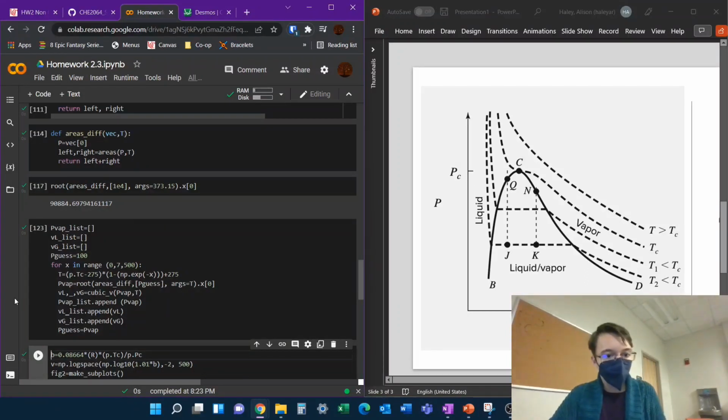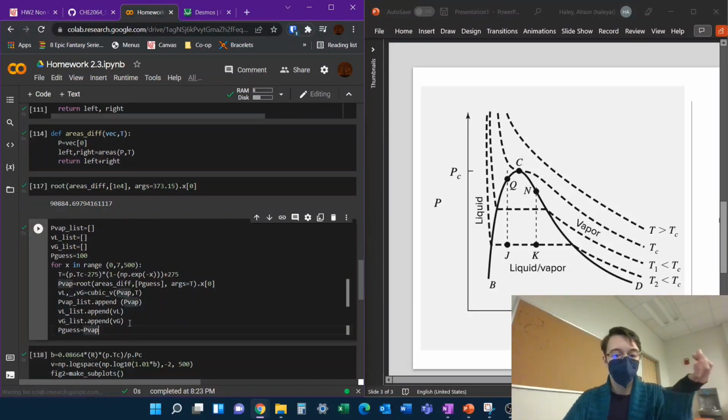Sorry about the typos. So next what we want to do is, right now we've got a list of the pressures from low to high. We've got a list of the volumes of the liquid from low to high, and we've got a list of the gaseous volumes from low to high. So right now, if we were to plot this, we'd have to plot the liquid side separate from the vapor side. So we kind of want to combine these lists a little bit to make them one solid curve.